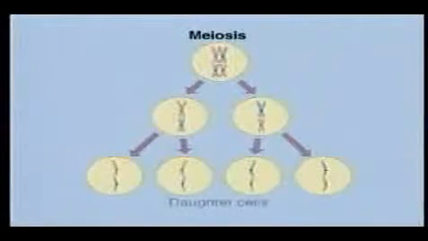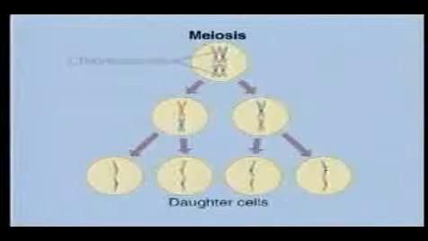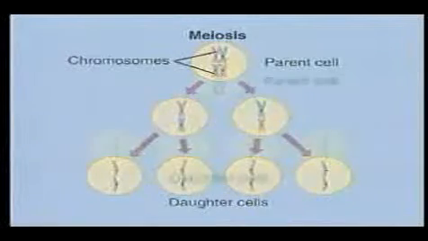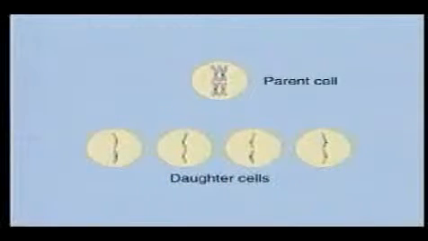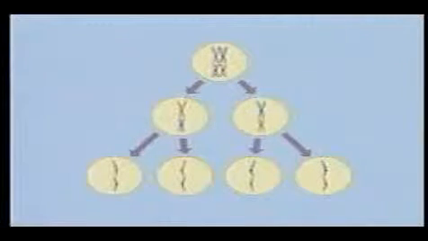The process of meiosis results in the formation of 4 daughter cells, each containing half the number of chromosomes found in the parent cell. In this case, the parent cell has 4 chromosomes, and the daughter cells have 2 chromosomes. The chromosomes are shown here as they look during cell division.